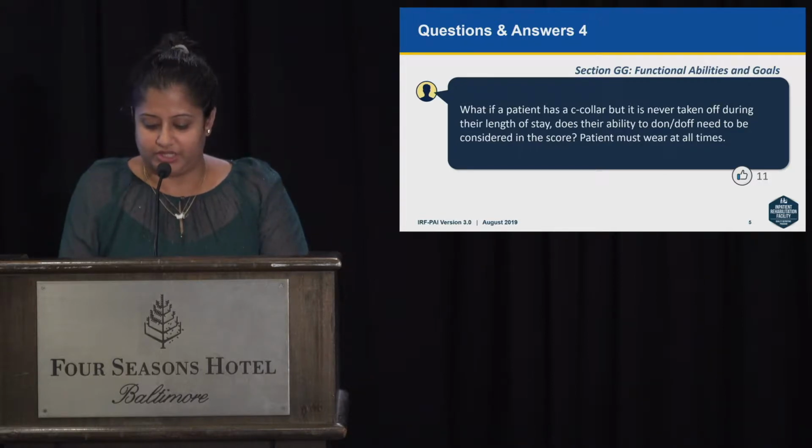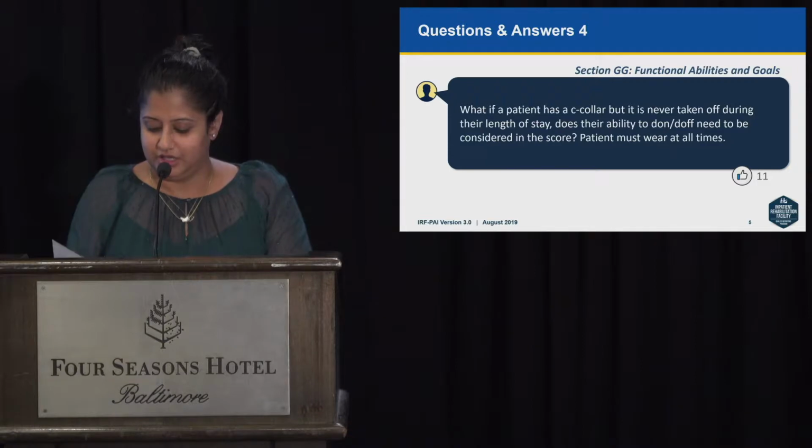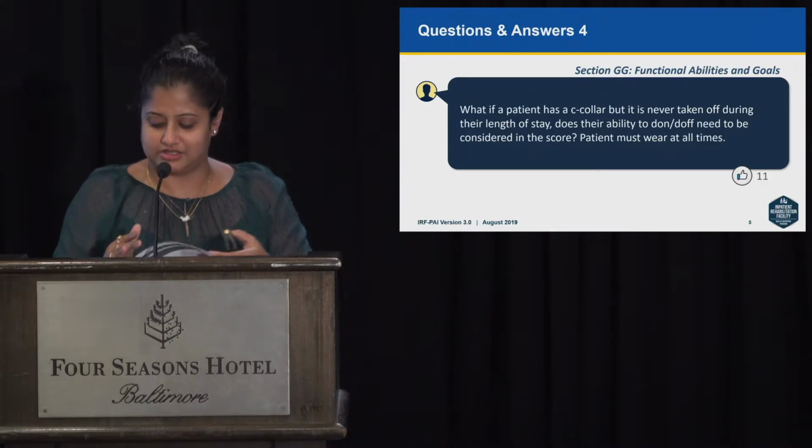Next, we have: what if a patient has a C-collar but it is never taken off during their length of stay? Does their ability to don or doff need to be considered in the score? Patient must wear it at all times. So when assessing GG0130F, upper body dressing, the C-collar would be considered a piece of clothing if it is related to tasks associated with dressing or undressing. Use your clinical judgment to determine the type and amount of assistance the patient needs when assessing dressing and undressing.